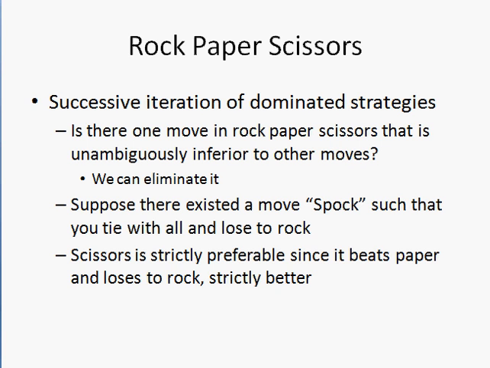So based on that, using successive iteration of dominated strategies, we would remove Spock from the choice set of the row player, and then by the same argument from the column player. So our 4x4 game became a 3x3 game because we've eliminated this move, Spock, as being valuable.